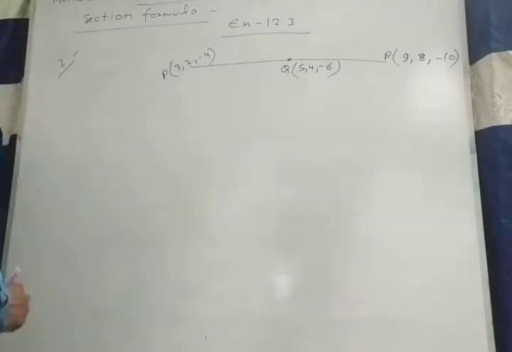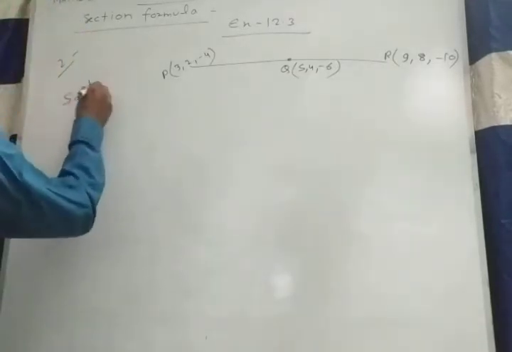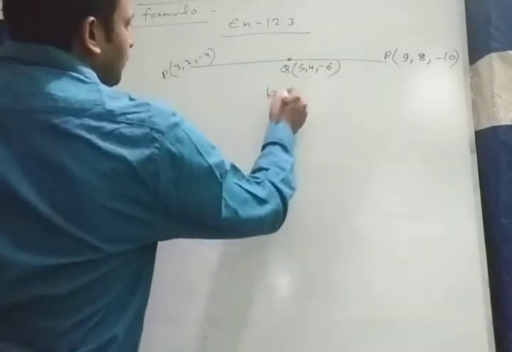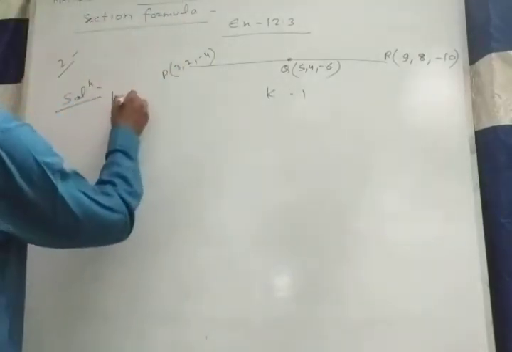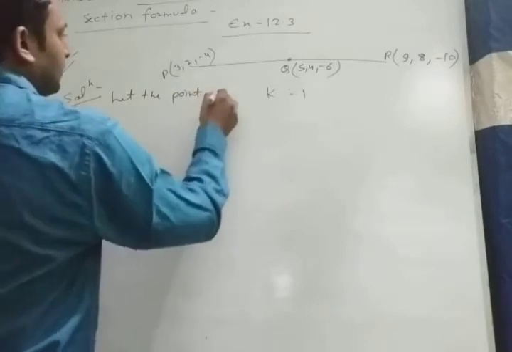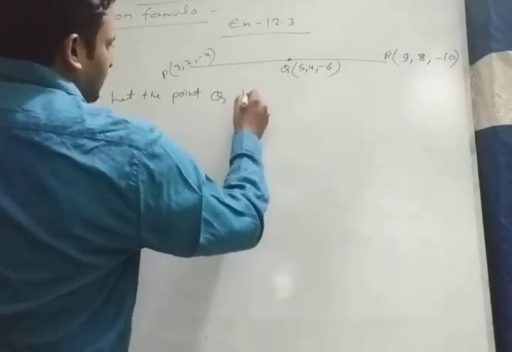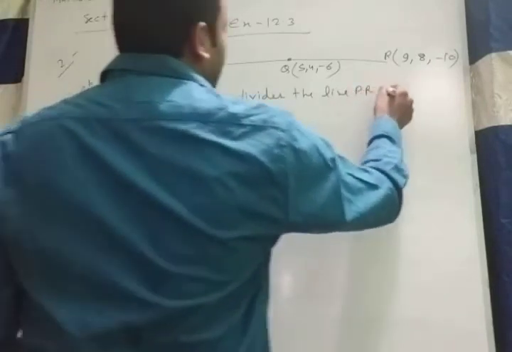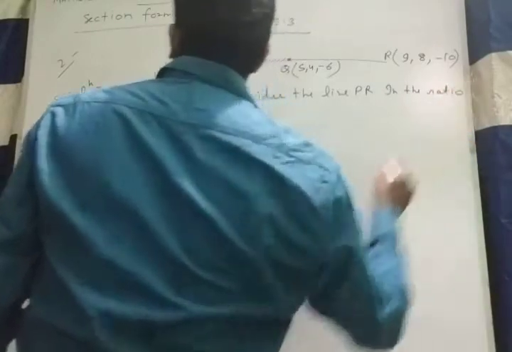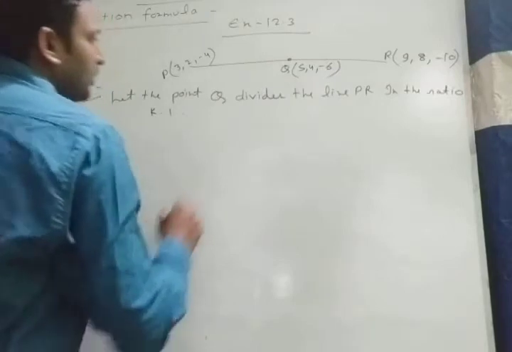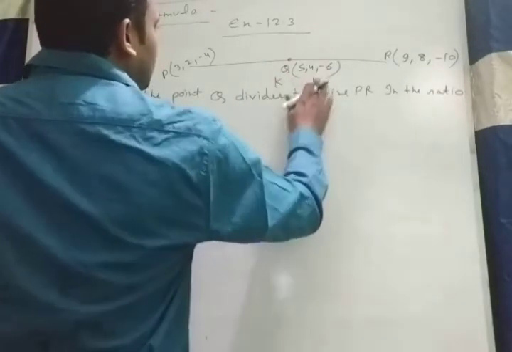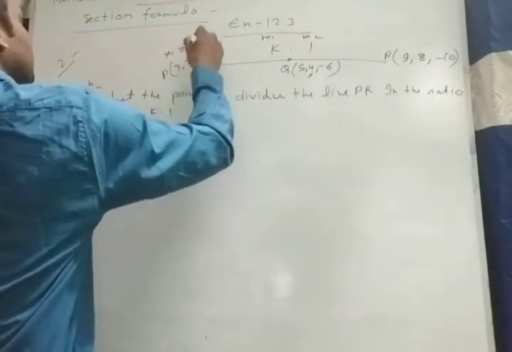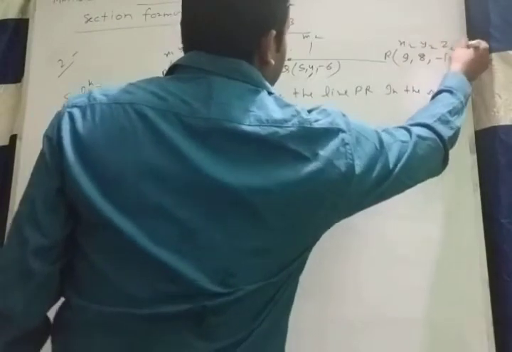Okay, so let's start the solution. First we will let that this point Q divides the line PR in the ratio k is to 1. Let the point Q divide the line PR in the ratio k is to 1. So this is k, this is 1. This is m1 and this is m2. And x1, y1, z1 and x2, y2, z2.